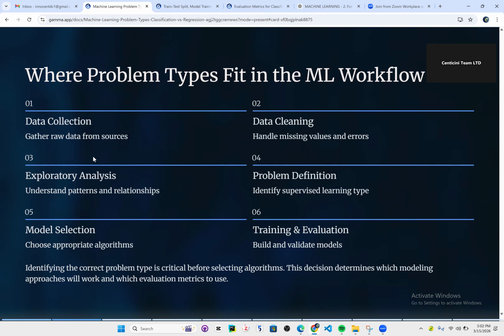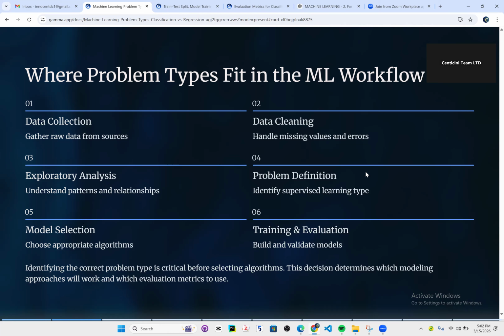Technically, for you to do machine learning model training, it starts from data collection, where we get raw data from sources. Then we do some data cleaning, where missing values and errors are handled. Then we perform exploratory data analysis, where we try to understand patterns. Some of what we do here is an outlier check. We might do some visualization or get some numerical estimates, and look at the relationship between one variable and the other.